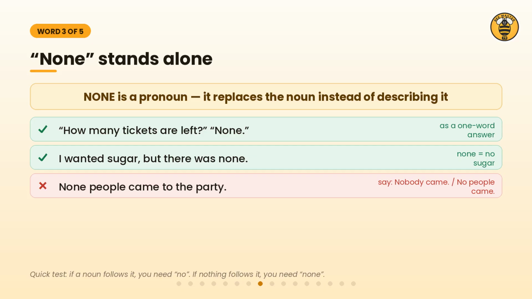Here is your quick test. If a noun follows, use no. If nothing follows, use none.